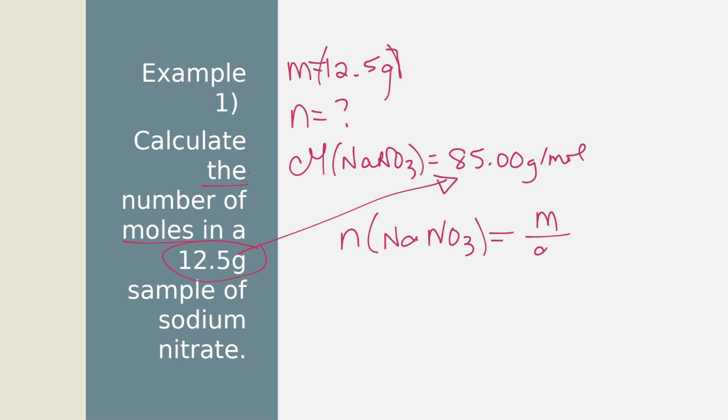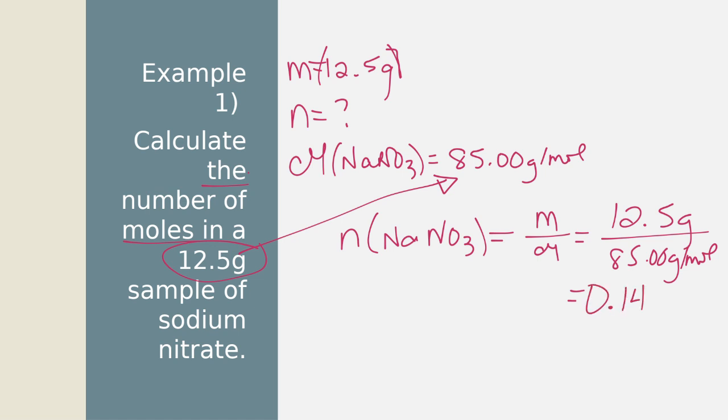I'm going to take my actual mass, divide it by my molar mass, sub in my values of 12.5 grams divided by 85 grams per mole. And we're now going to round to the proper number of significant figures. So when I do this calculation, I get an answer in the calculator that is very long, but I'm going to round to 3 significant figures because that is what the measured data gave us. So I'm going to round to 0.147 moles.